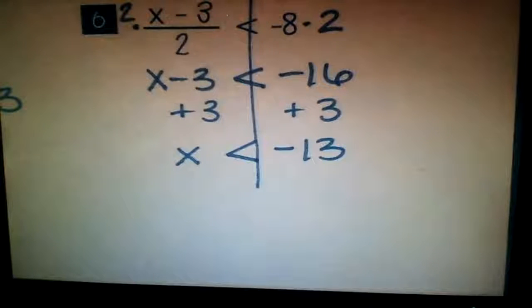So according to this, I need to start at negative 16. So I'm here. I need to add 3, which means which way am I going? That way. To the right by 3. 1, 2, 3. So I stop at negative 13. Okay, so it tells you where to start, and then it tells you how to move.